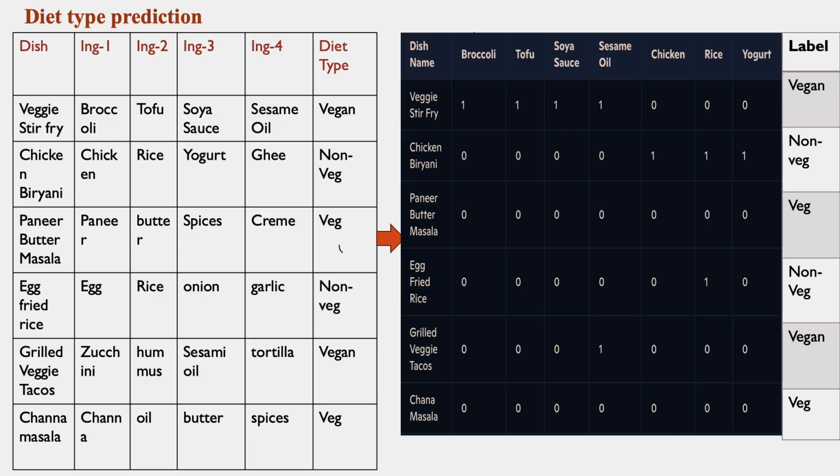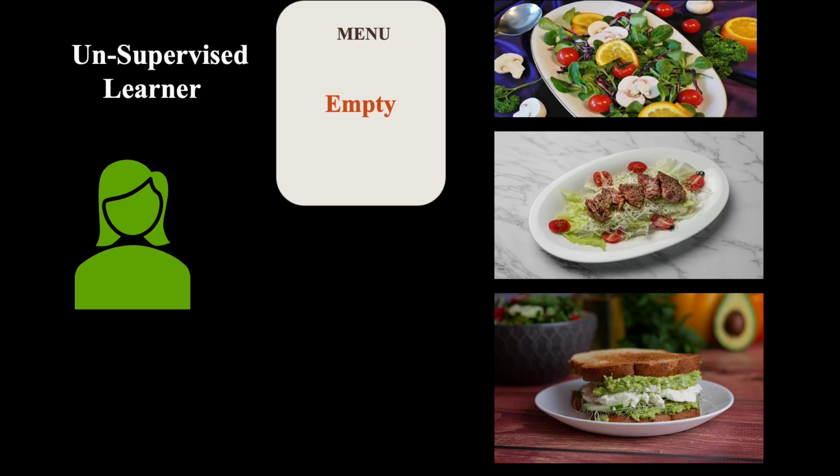Meet our one more friend, unsupervised learner. She gets a food menu that's empty. There is nothing here. So how will she order? How will she decide what to eat? The waiter just brought many food items. How will she decide whether it's veg or non-veg or vegan type? She just started looking for patterns on it.